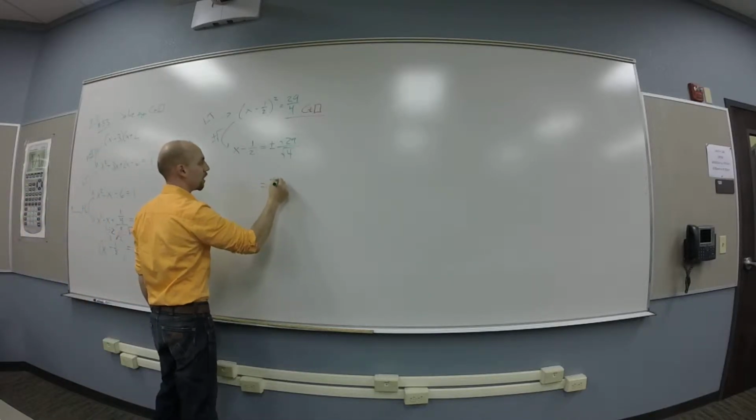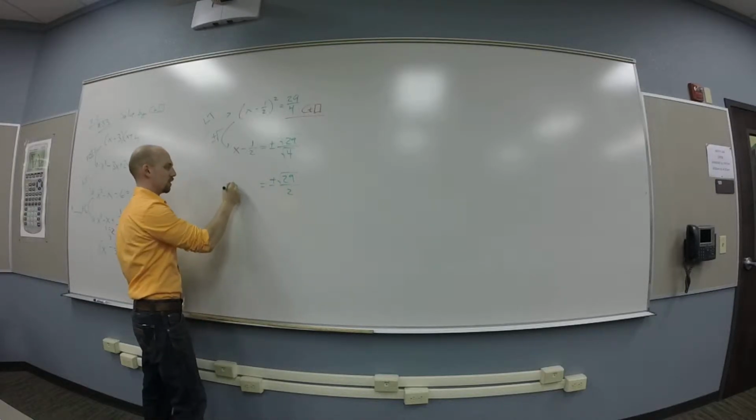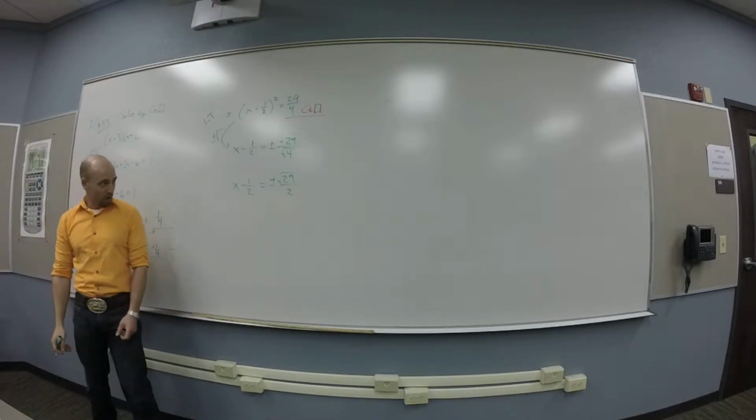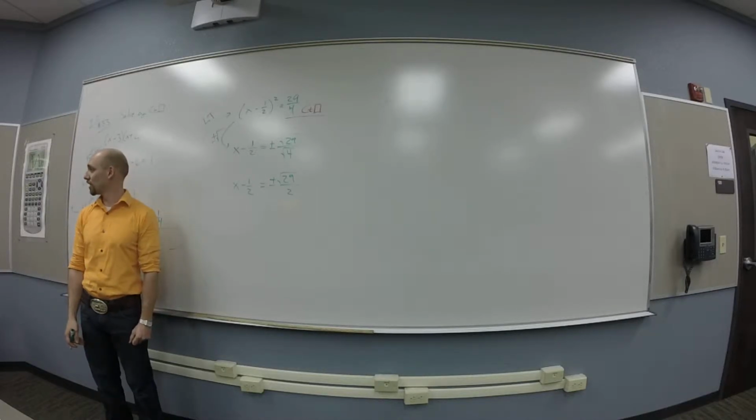Okay, so I got plus or minus square root of 29 over 2. That was x minus a half, right? Right. Can I do any better than square root of 29? No. Why not? It's prime. It doesn't have any factors that are squares. It doesn't have any factors that aren't 1 or itself, right?